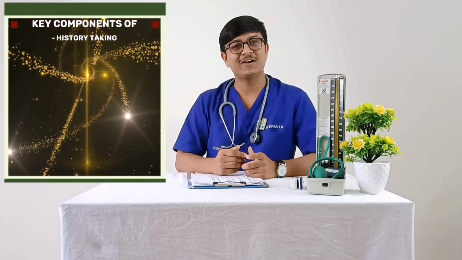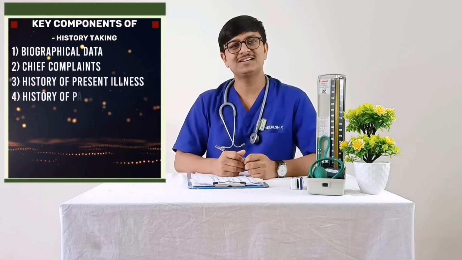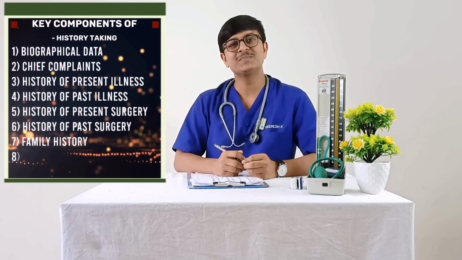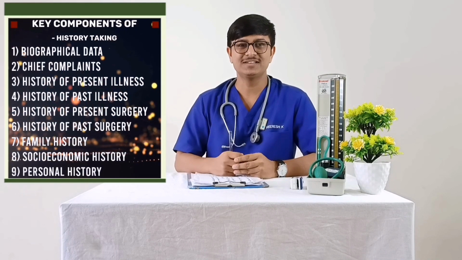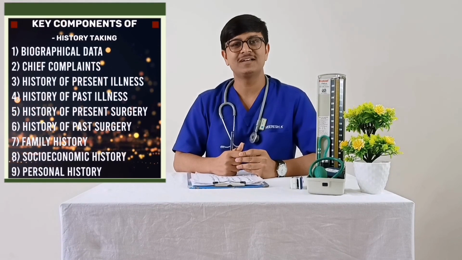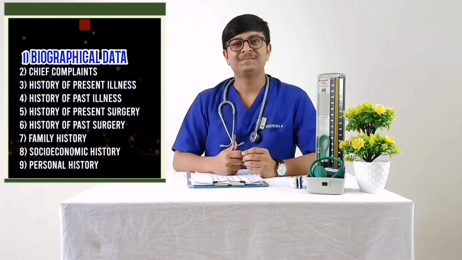The main key components of history taking include biographical data, chief complaints, history of present illness, history of past illness, history of present surgery, history of past surgery, family history, socioeconomic history, and personal history. So now let us talk about each component, starting with the biographical data or patient profile.